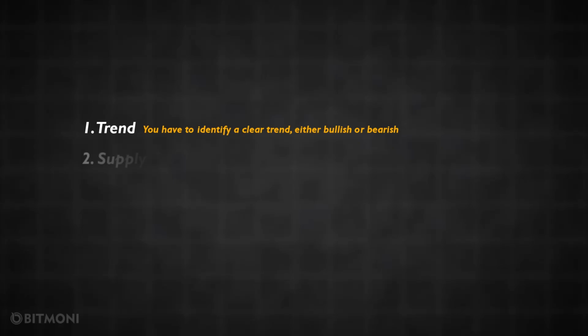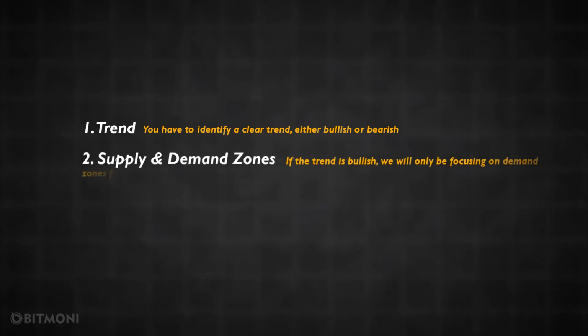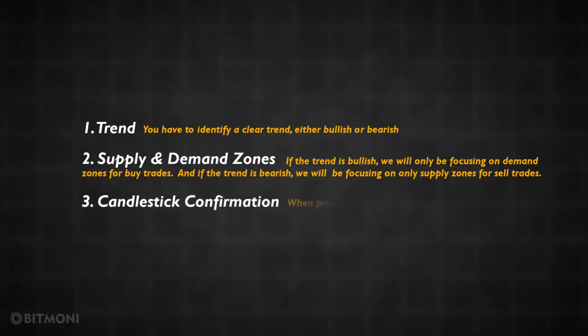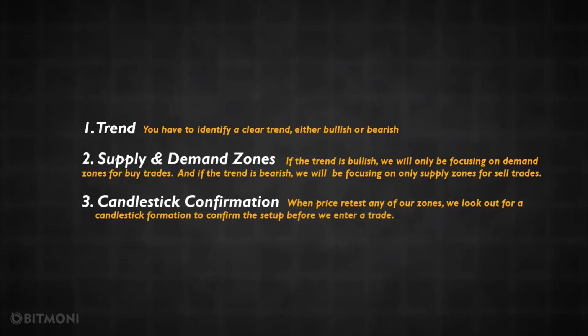Secondly, we have supply and demand zones. If the trend is bullish, we will only be focusing on demand zones for buy trades. And if the trend is bearish, we will be focusing on only supply zones for sell trades. Then, finally, we have candlestick confirmation. When price retests any of our zones, we look out for a candlestick formation to confirm the setup before we enter a trade. Let's look at some real chart examples.